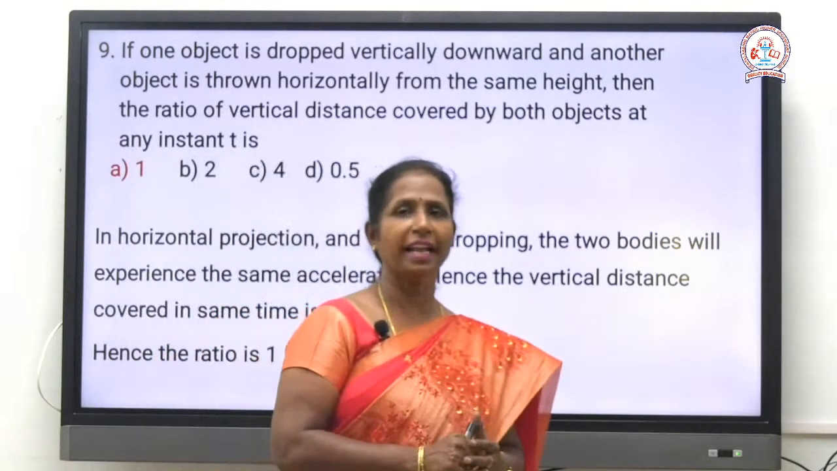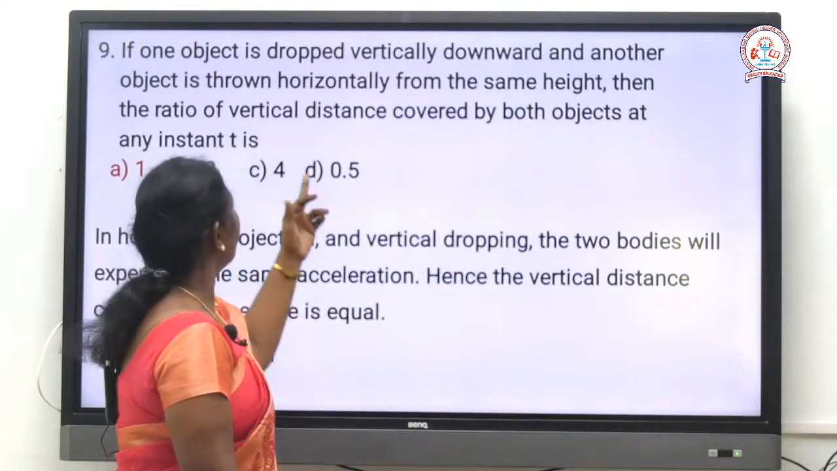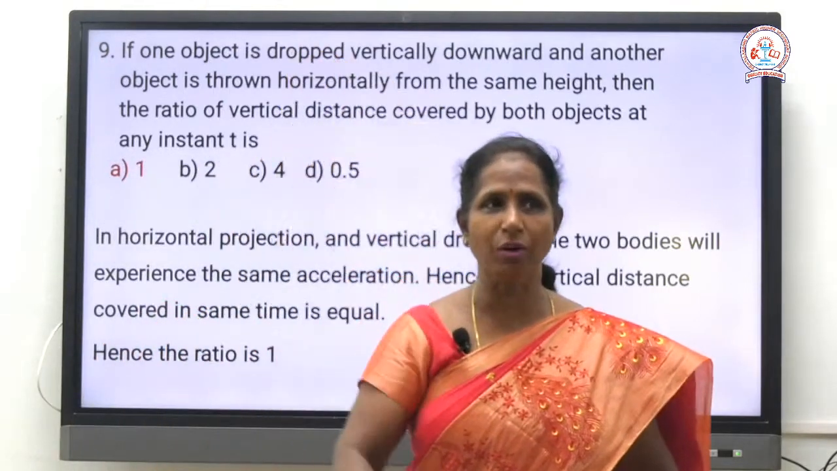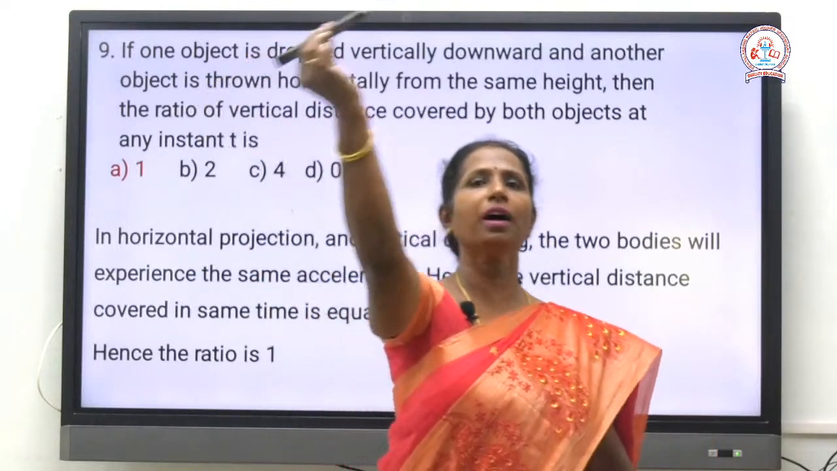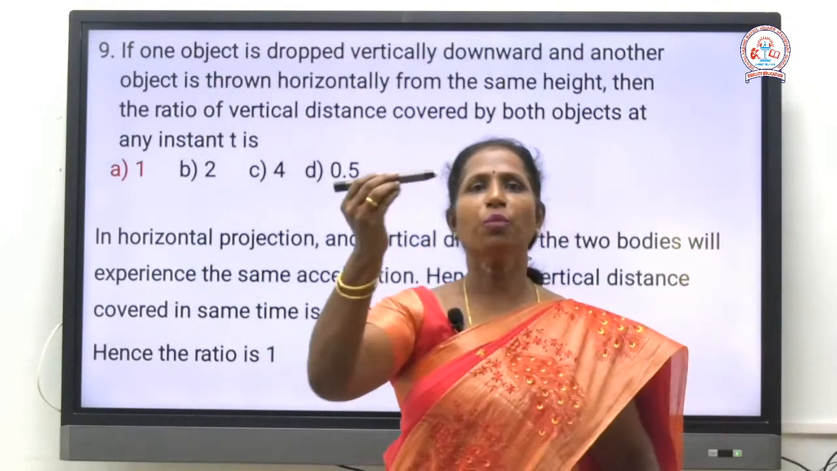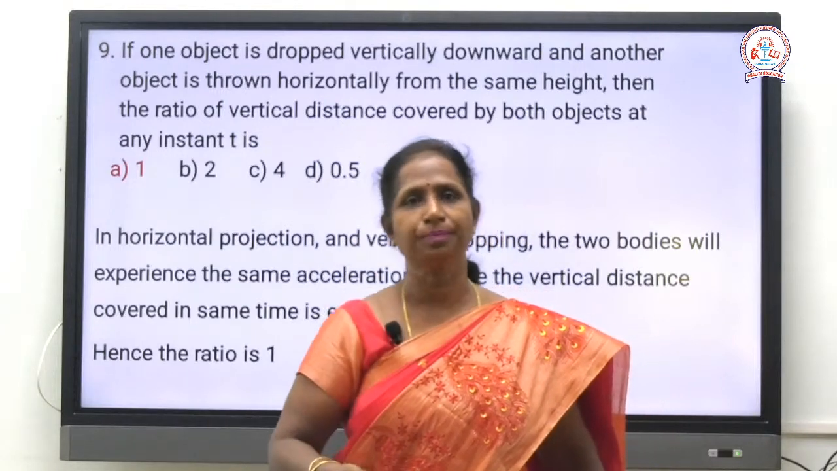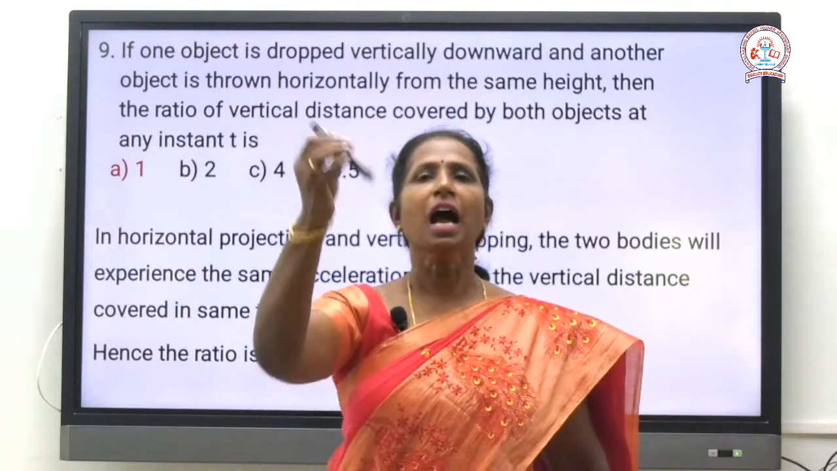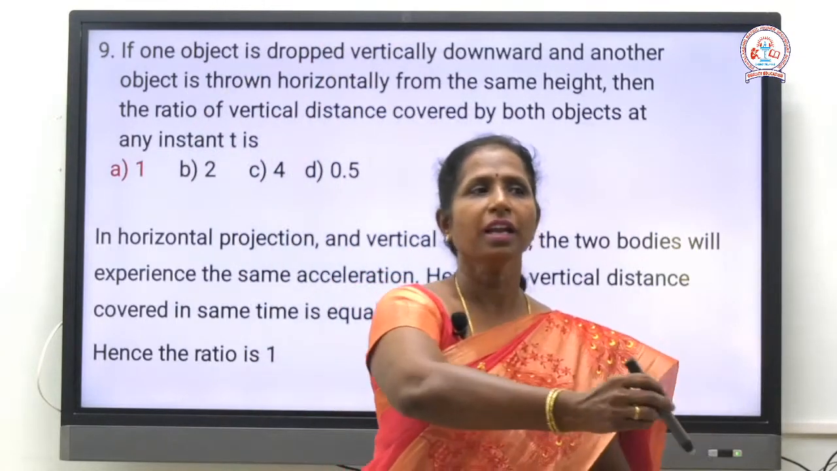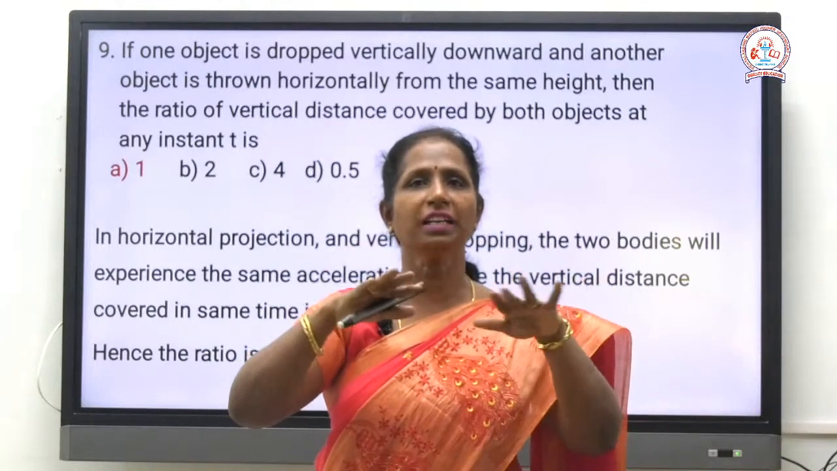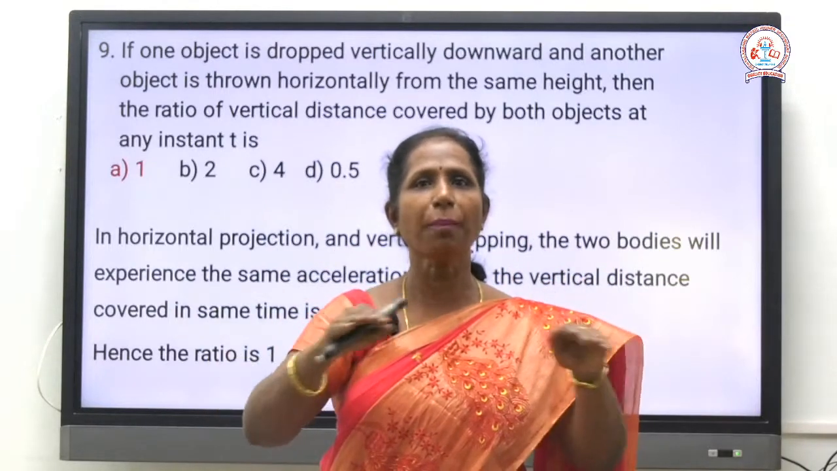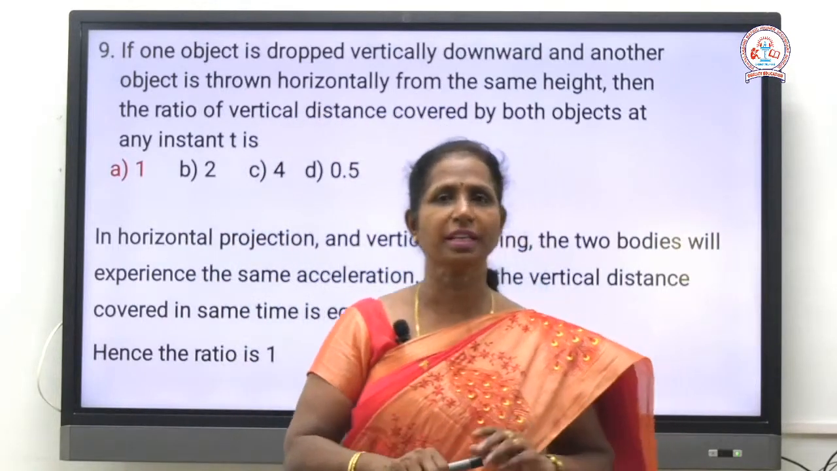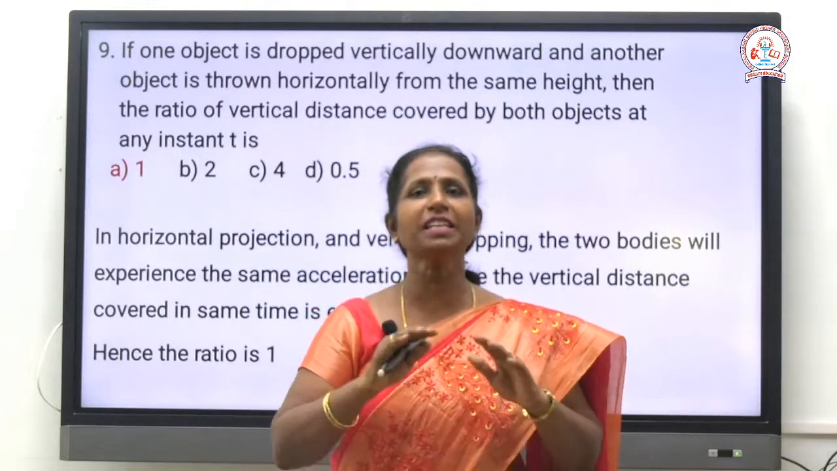Now, the next one-mark question. One object is dropped vertically downward, and another object is thrown. Both are thrown and dropped simultaneously. Which object will reach the earth first? That is the question. Both the objects will reach the ground simultaneously.